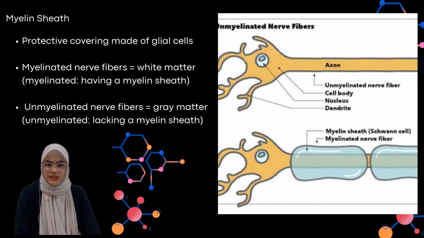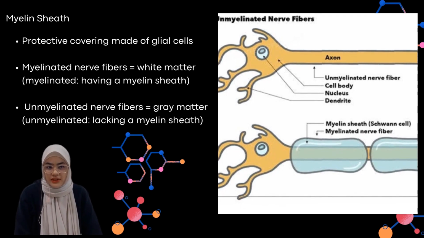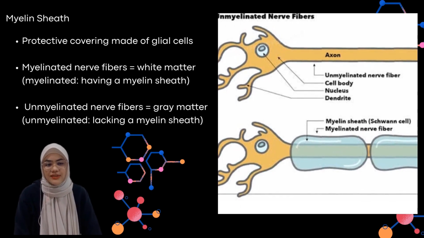Next is the myelin sheath. A myelin sheath is the protective covering made up of glial cells. These white sheaths form the white matter of the brain and cover some parts of the spinal cord and the axons of most peripheral nerves. The portions of the nerve fiber that are myelinated are known as white matter. The term myelinated means having a myelin sheath. It is the color of this covering that makes the fiber white.